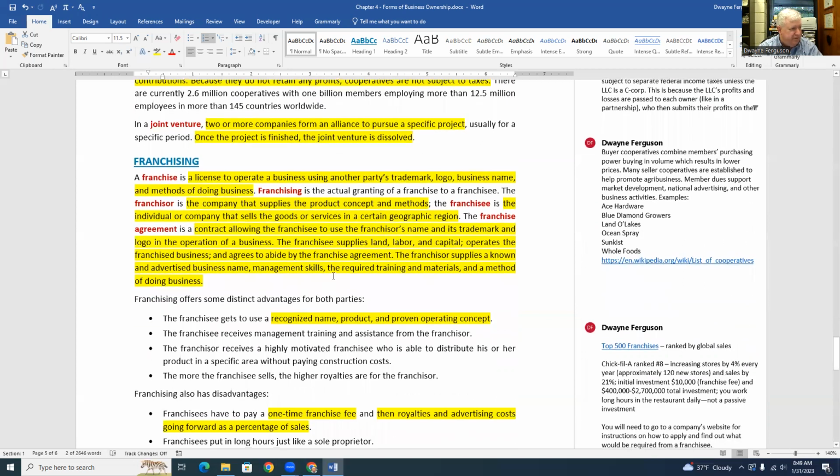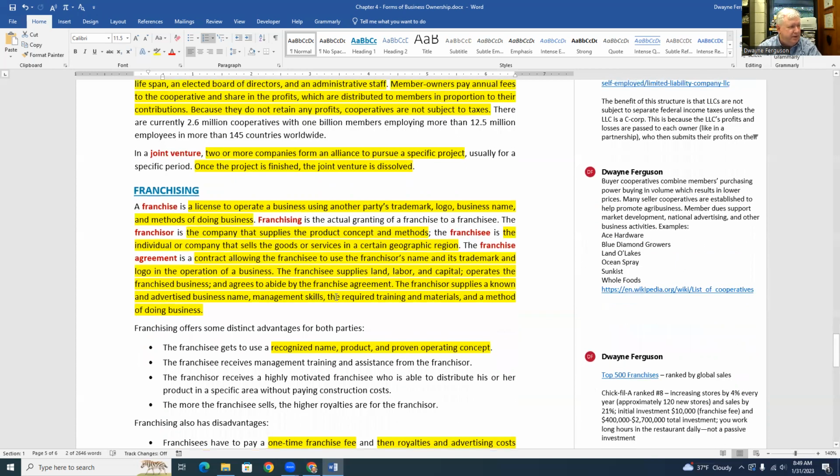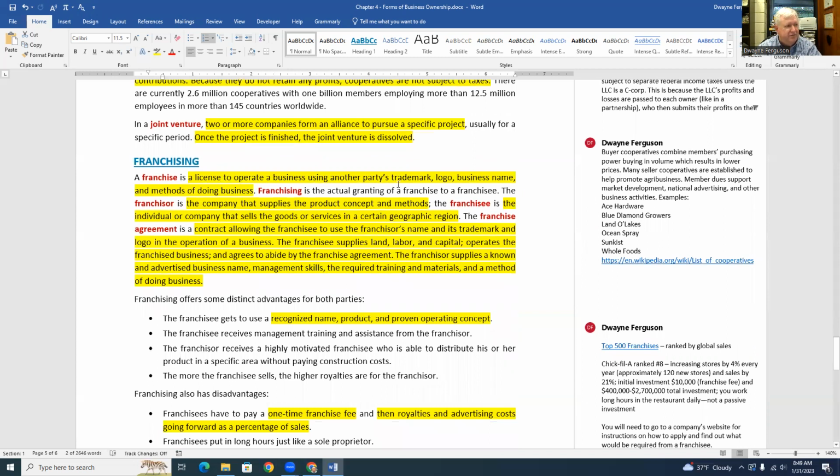You might want to start a franchise. So a licensed to operate a business using another party's trademark, logo, or business name and method of doing business. And so you would think that gives you a head start. You've got a name, a trademark, a logo, and all the processes for how to make that burger or whatever it is already figured out for you.